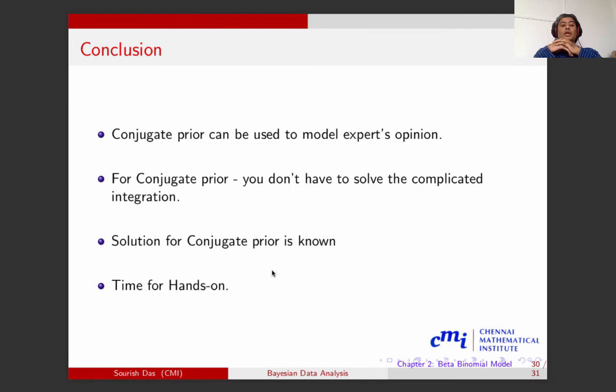So now we will conclude today's lecture. Conjugate prior can be used to model experts' opinion, and that is one of the advantages of using conjugate priors. People do criticize conjugate priors by saying that it is too mathematical a form, and the real form might be quite different. True, but it is also useful to model the expert's opinion. For a conjugate prior, we don't have to solve complicated integration. That is an advantage of conjugate priors. Analytical solutions for conjugate priors are known.